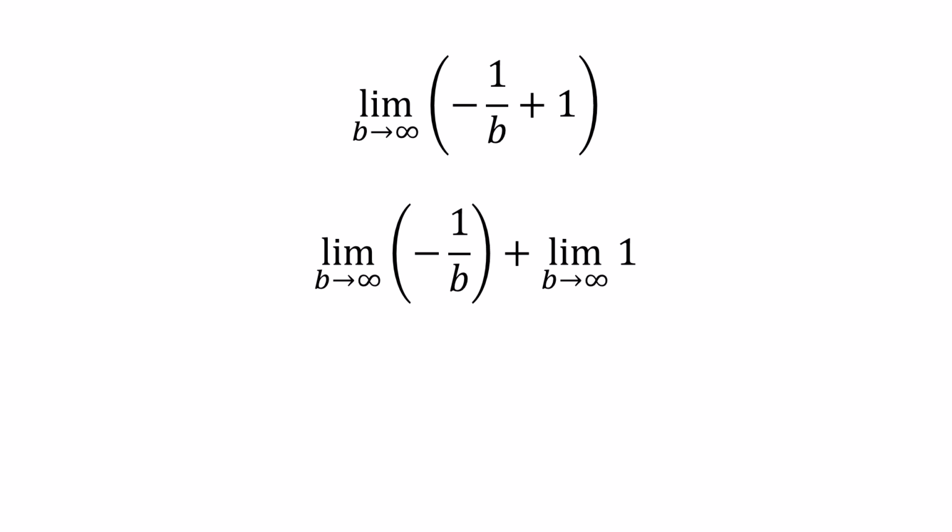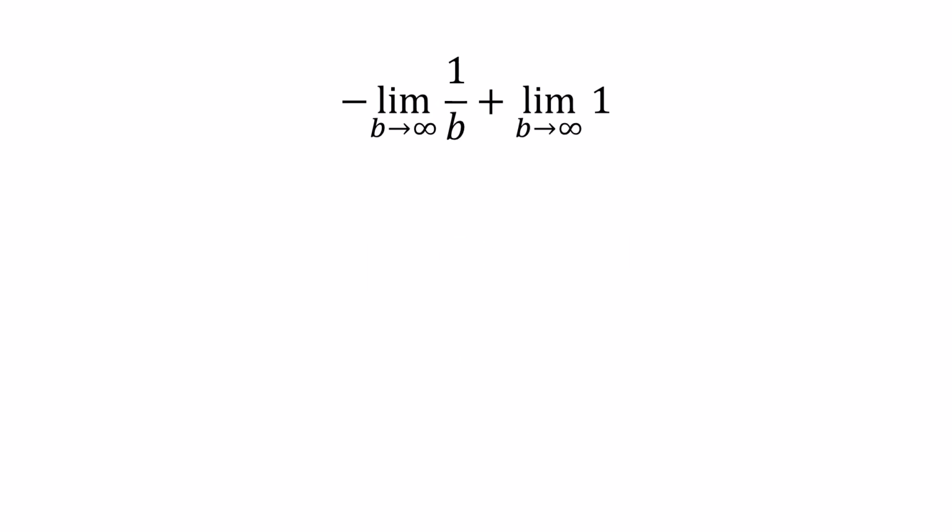Using the constant multiple rule, we obtain minus the limit as b approaches infinity of 1 over b plus the limit as b approaches infinity of 1. Evaluating the limits, we obtain minus 0 plus 1. Multiplying gives 0 plus 1. Adding, we arrive at a final answer of 1.